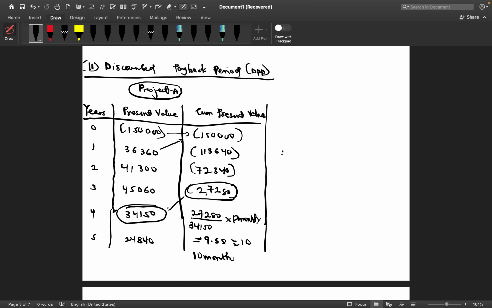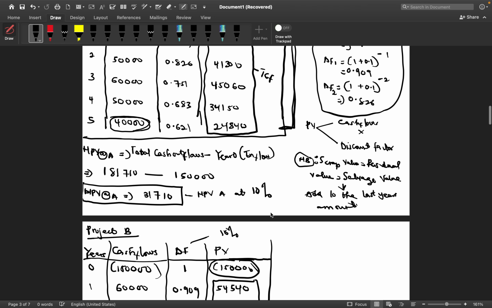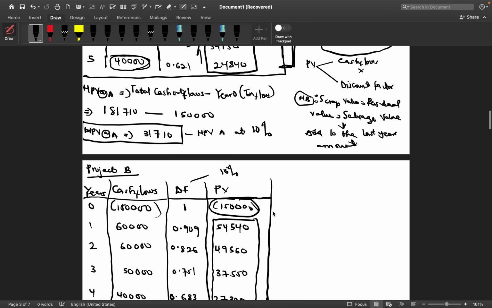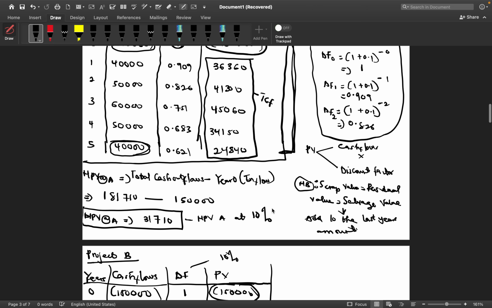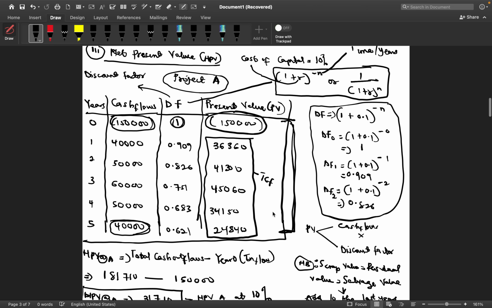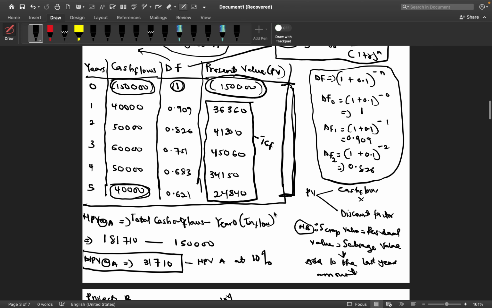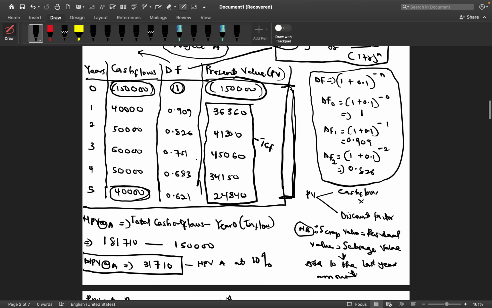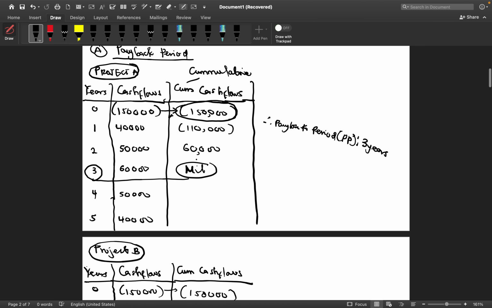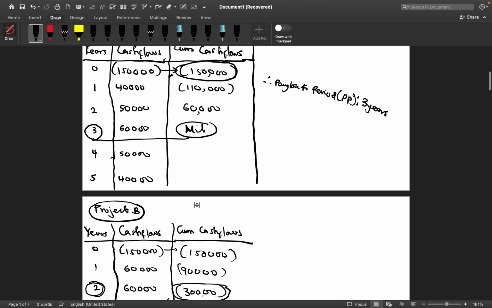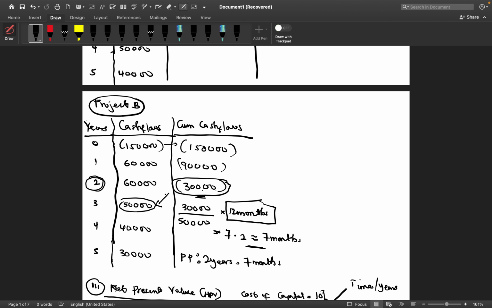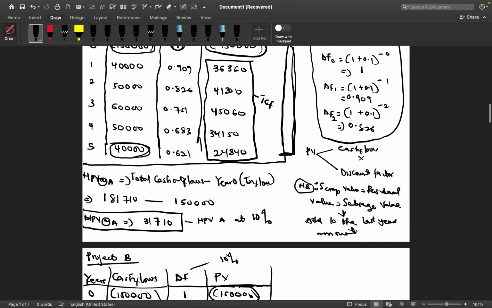So my discounted payback period. Now, you see, with payback period, we pick the year where you are getting the 0. Also in payback period, where we did the calculation in year 3, we don't pick that year. We pick the previous year. We pick 2 years, 7 months.